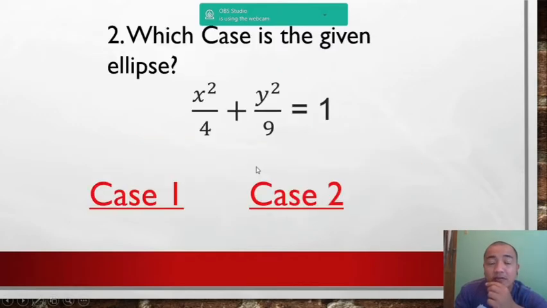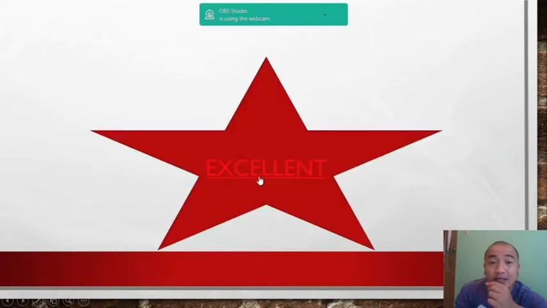Which case is the given ellipse? x squared over 4 plus y squared over 9 equals 1. As you can see, the denominator of y is bigger than the denominator of x, which is only 4. 9 for y, no? So most probably this is case 2, right? If your answer is case 1, wrong. Should be case 2. Excellent.